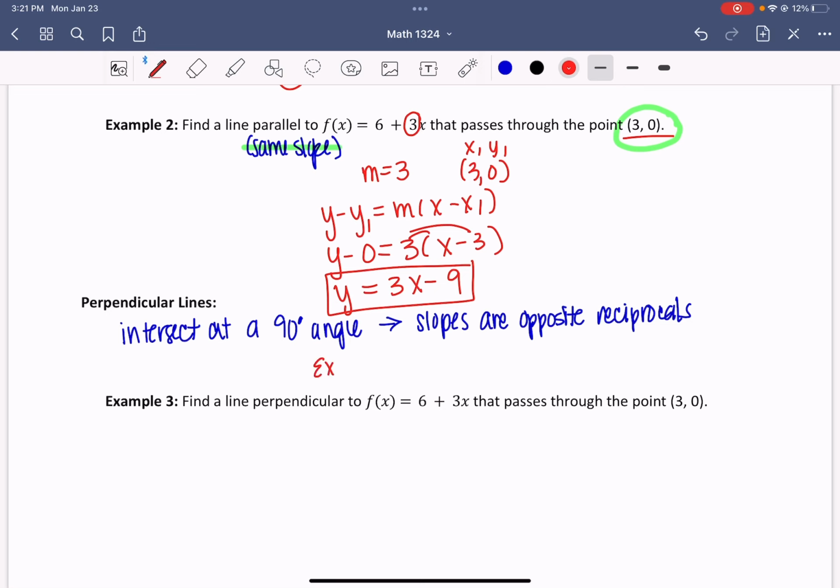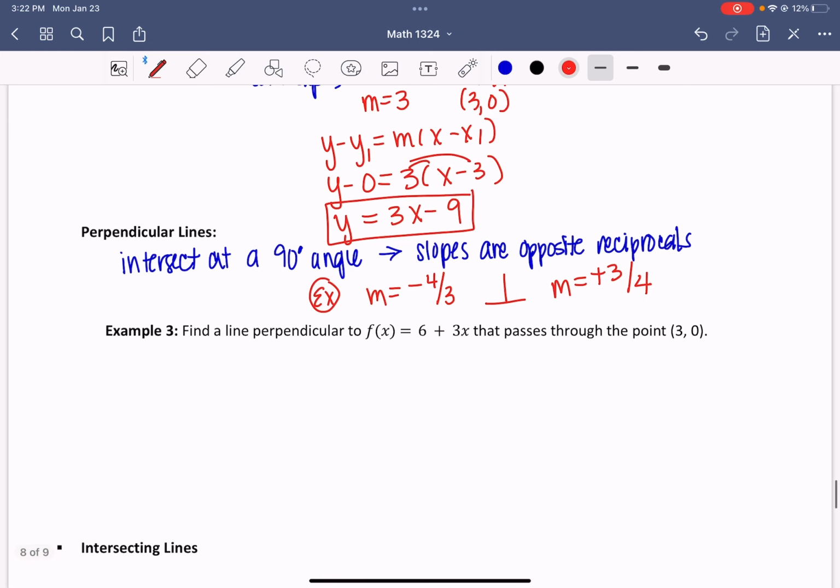reciprocals of each other. And those are just big vocabulary words for meaning if I had, say, the slope of negative 4 over 3. The line that would be perpendicular, and that's a symbol for perpendicular, would mean you just take your slope and you flip it. So it gives me 3 over 4 and change the sign. So the slopes are opposite. One's negative, one's positive. Reciprocals, meaning I'm going to flip that around.